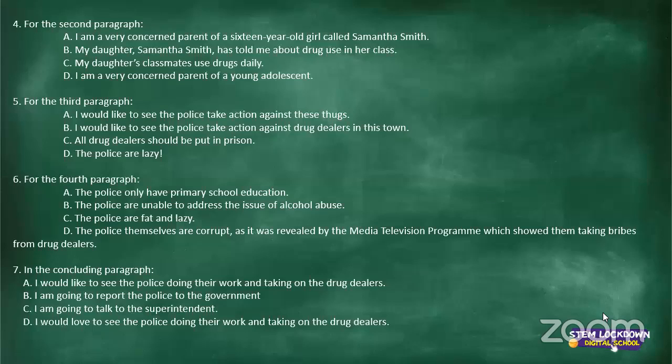What would be your second paragraph? You also got it correct. It would be D. It would be D. I'm a very concerned parent of a young adolescent. Okay.